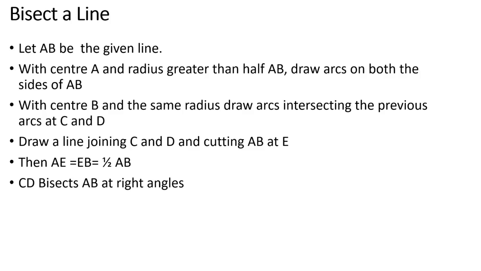So, to bisect a line, first we have to draw a line of a respective length. Let that line be AB. With center as A, place the compass onto the point A and take a distance which is greater than half of the length of AB, and draw the arcs on both the sides of this line AB.